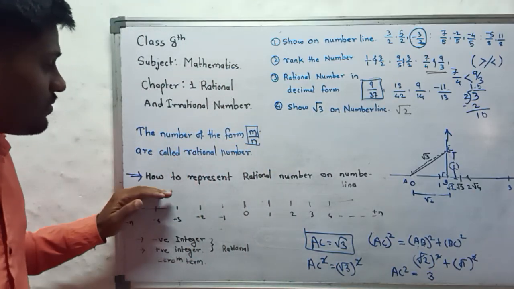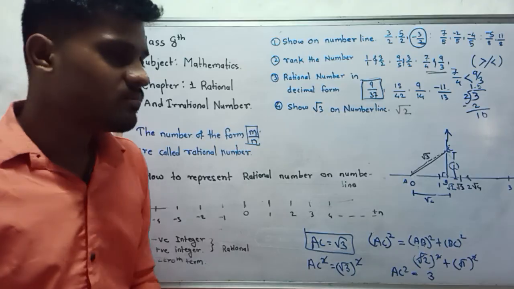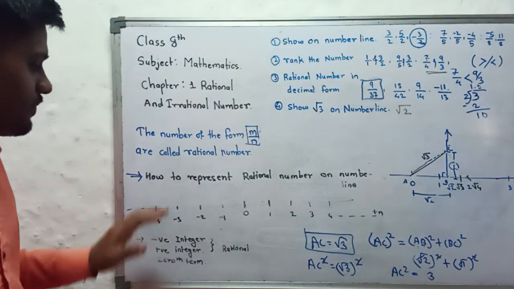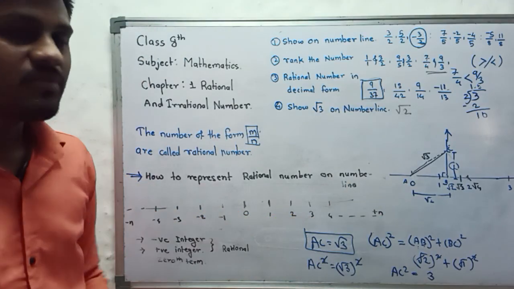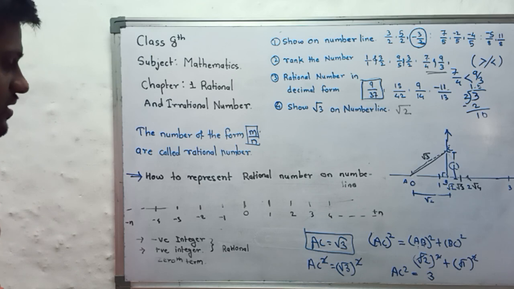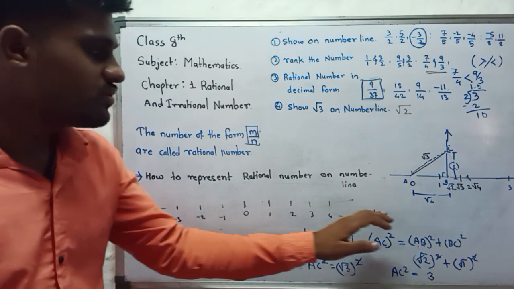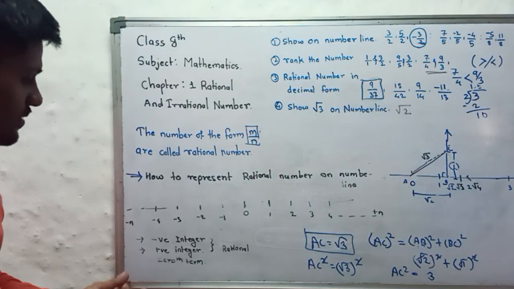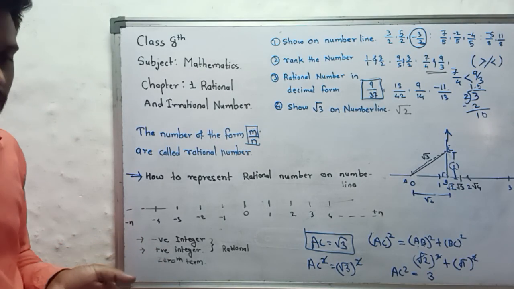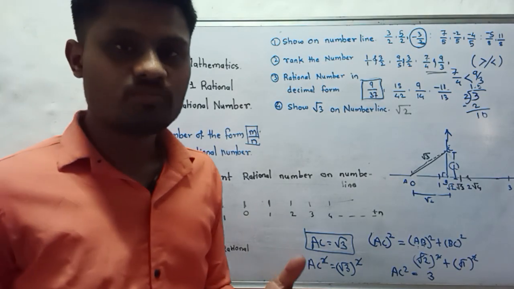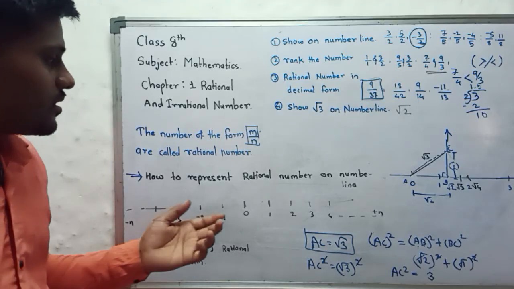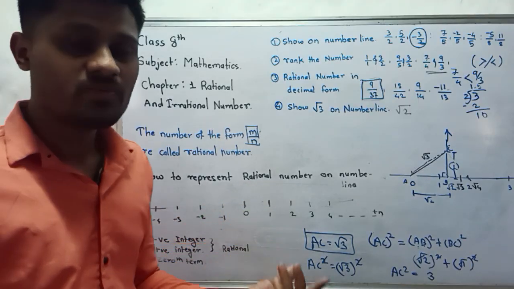Then we saw how to represent numbers on a number line. We represented numbers from -1 to 0 and 0 to +1 on a number line. Then we found some sets or groups of numbers that come under the rational numbers.